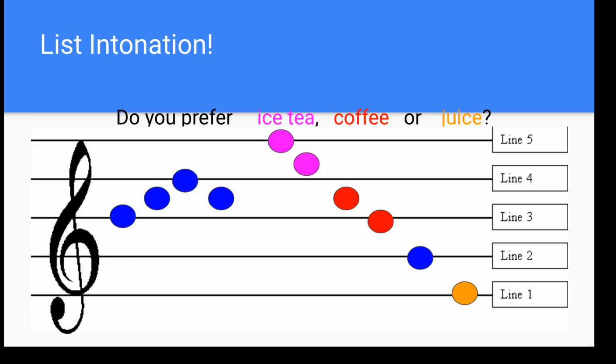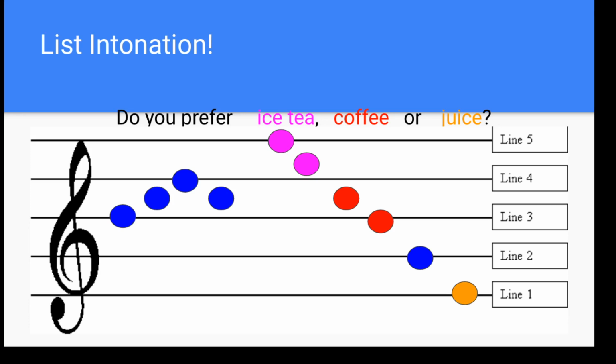So that was our list intonation. If we're thinking of using things like parallel form or parallel structure, this is another way that we're separating it out, right? Noun, noun, noun, but also high, middle, low.